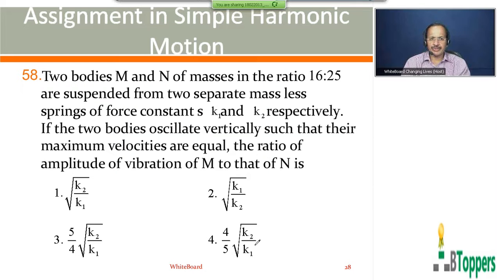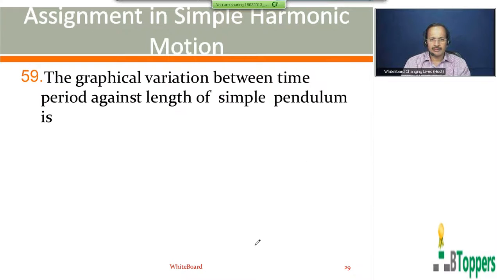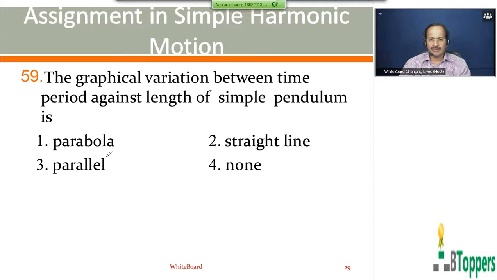So I am going to show the next question on screen. See question number 59. The graphical variation between time period and length of a simple pendulum is. 4 options are shown. First option parabola, second option straight line, third option parallel to the x-axis. Come on, take a pause and try to answer the question.